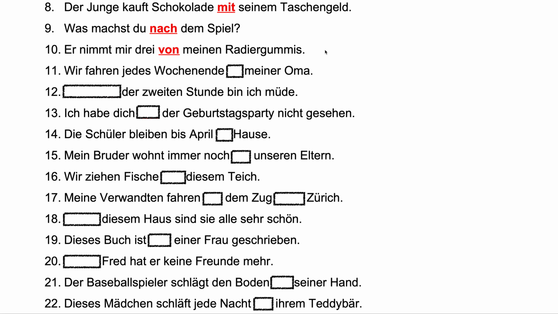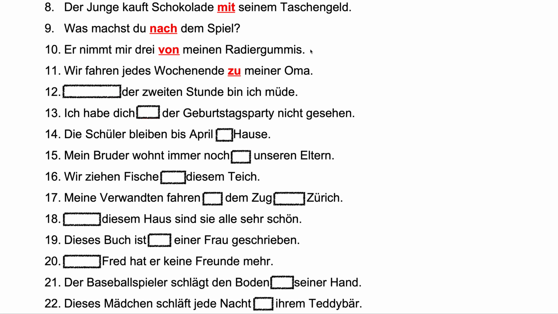Nummer 11. Wir fahren jedes Wochenende blank meiner Mutter. So we drive every weekend blank my grandmother. So meine Oma. In this one, you can tell by the size of the blank, it has to be zu, but the reason we're saying zu here is because we're going to my grandmother's house, and that's not larger than a city, it's probably in a city, and so we use zu.